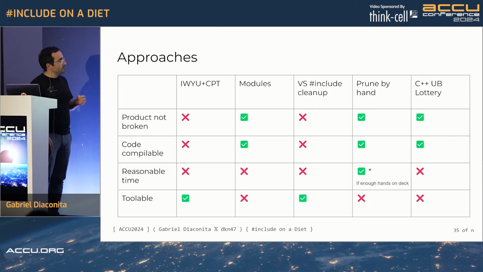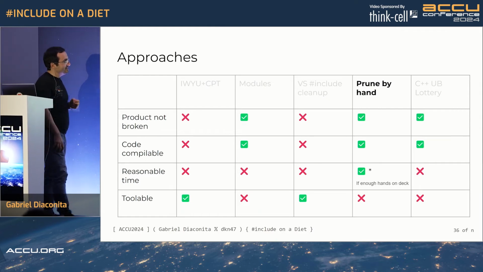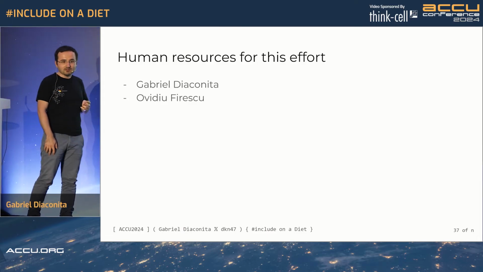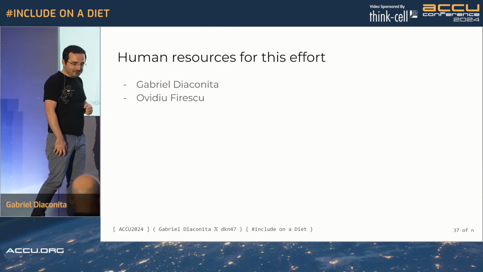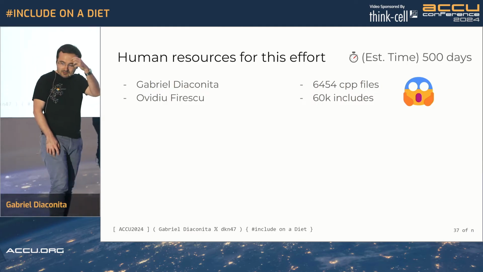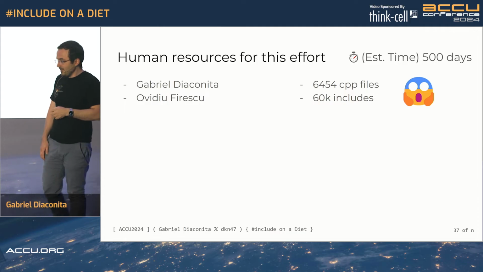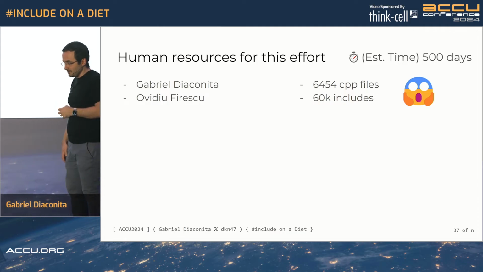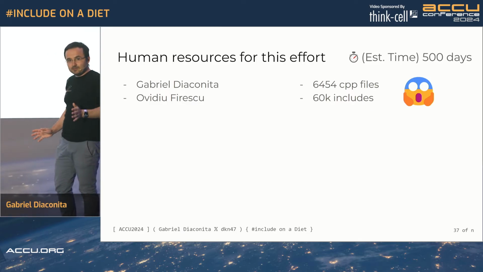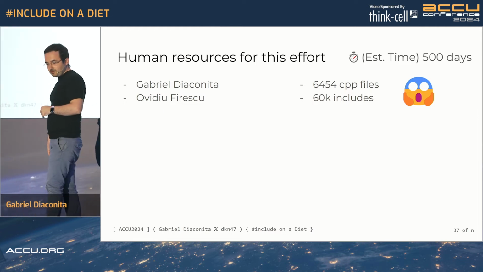So these were our options. We chose to prune them by hand. How long could it take? There were two of us, so more than enough hands on deck. So we estimated, we calculated doing something by hand, and it would take us around 500 days to see it from beginning to end, which is a deal. We can deal with that. It's not an infinity like undefined behavior.